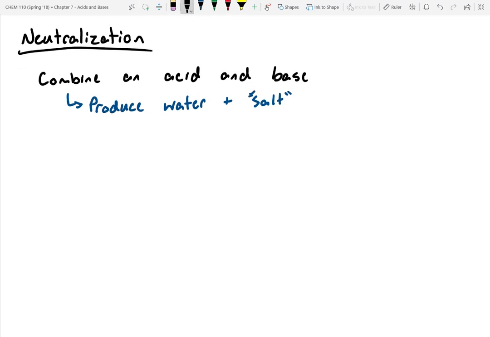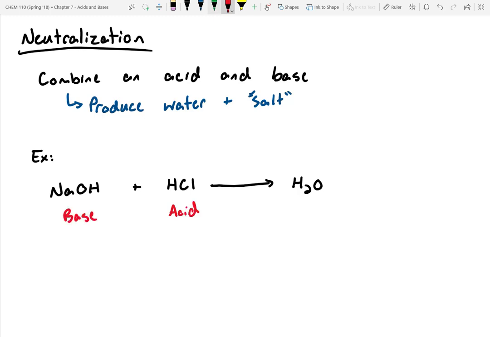So let's take a look at some examples, and we'll do some easy ones at first. So let's say we have NaOH plus HCl. If we combine these together, we're going to get water because it's a neutralization reaction. Which one's going to be our acid, the HCl or NaOH? HCl, so this is going to be our acid. This is going to be our base. We're always going to produce water. And we have to produce a salt as well.